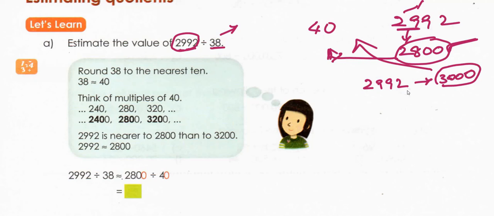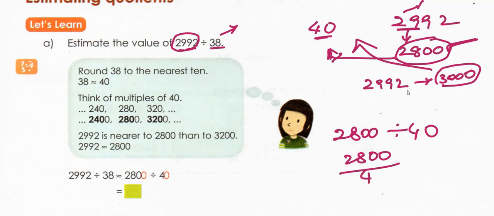Take it as 28. 2800 divided by 40. This 0 gets cancelled. Then 4 7s are 28. You get only 1 zero left, so keep it: 70. The answer is 70. You can do this.